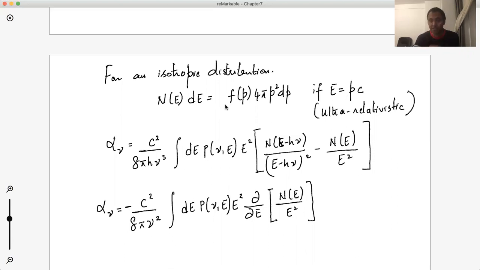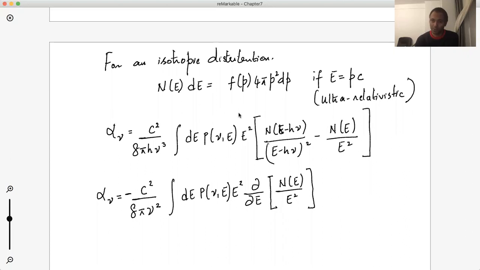So I'm going to assume that the particles are all ultra-relativistic, so energy is equal to pc for ultra-relativistic particles. Then I basically get everything. Again, you can pause this and go through the algebra yourself; I've skipped a couple of algebraic steps here. So you get the absorption coefficient now as a single line integral over energy dE.